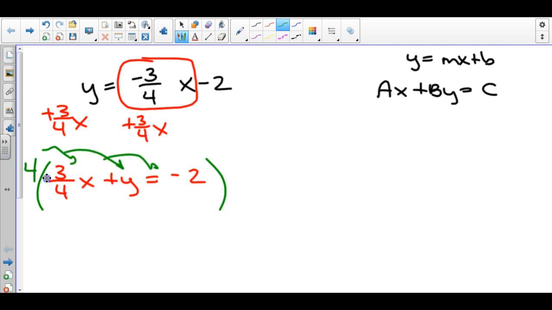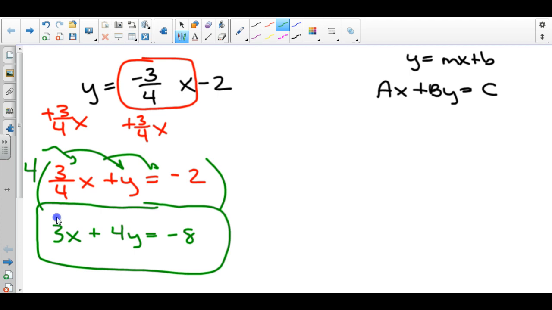So what happens here is these cancel. When you multiply 4 by 3/4, your numerator and your denominator both have a 4. So you are left with whatever is on your numerator, which is the 3 and the x. When you have your 4 here times y, you have 4y. And then you have 4 times -2, which is -8. So I am in standard form now. We have ax plus by equals c.